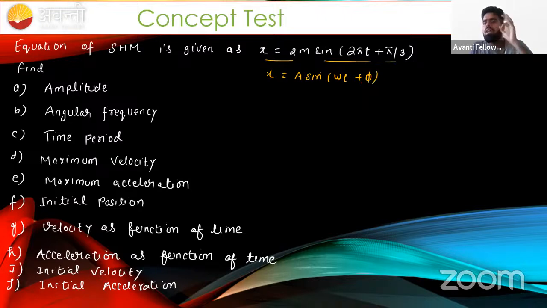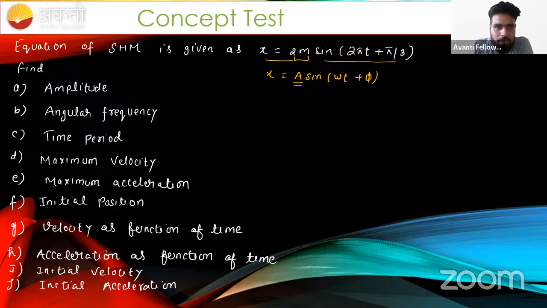Yes or no? Please, you can chat in the comment box. Whatever problem you are facing, if there are some doubts, you can mention in the comment box. Okay, okay, beta ji. Sir, if we compare this equation, then on the first side we can clearly say that sir, amplitude is nothing but that is 2 meter.